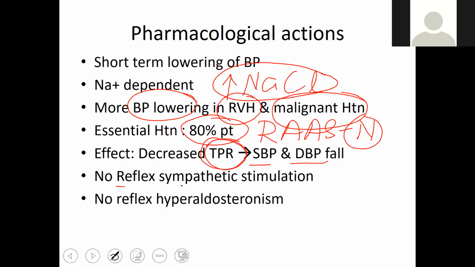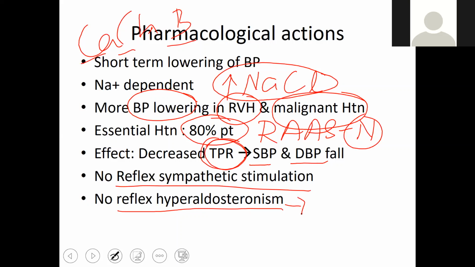So what other benefits may we be getting? There is no reflex sympathetic stimulation, unlike your central sympatholytics. What happens when we use calcium channel blockers, CCBs as we usually say? There is reflex sympathetic stimulation. They simply dilate the blood vessels, so baroreceptor-mediated sympathetic stimulation may occur.